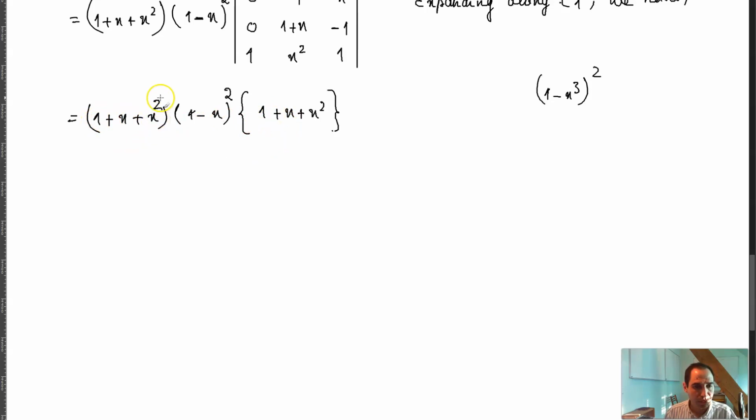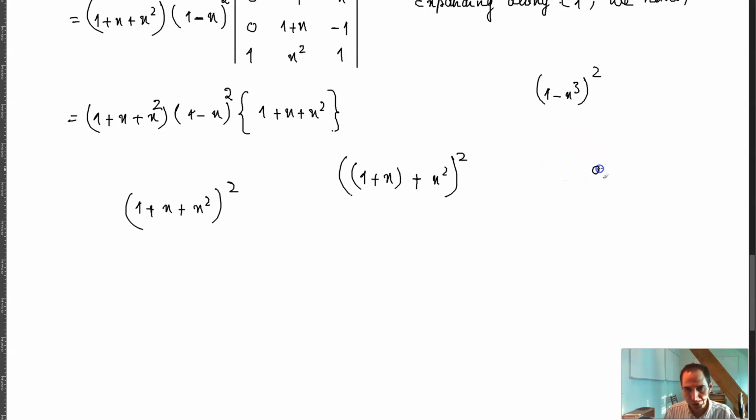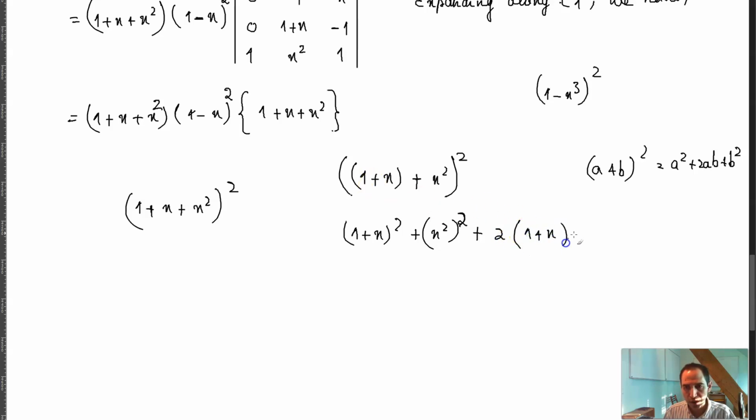If I have 1 plus x plus x squared, and if I multiply these two expressions together, I get 1 plus x plus x squared whole squared. And probably you don't know any formulas to do this. But what you can do is, we will verify this. You can write it as 1 plus x plus x squared whole squared, and you can use a plus b whole squared, which is equal to a squared plus 2ab plus b squared, right? Based on this, you can write this as 1 plus x whole squared plus x squared whole squared plus 2 times 1 plus x times x squared.